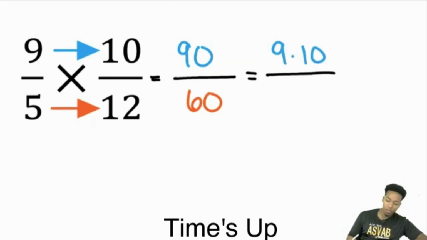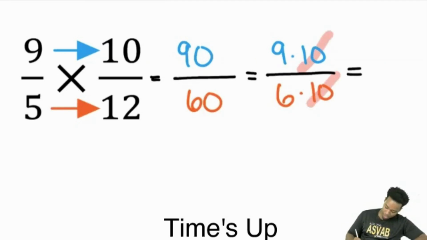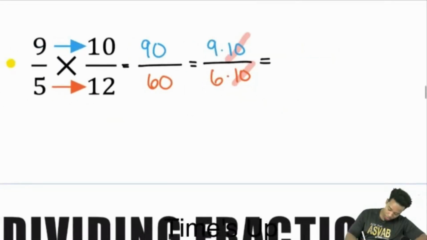And everybody, you can turn 60 into what times what? 6 times 10 if we wanted to, see those factors. Because now what we can do is we can cross out the tens and we can write ourselves 9 over 10. Are we done, everybody? Is that as simple as we can go?